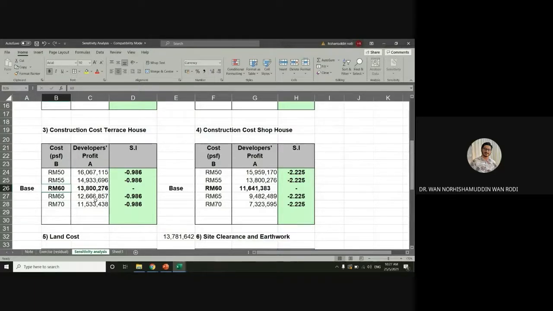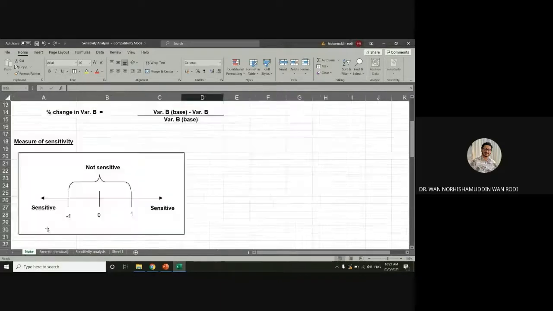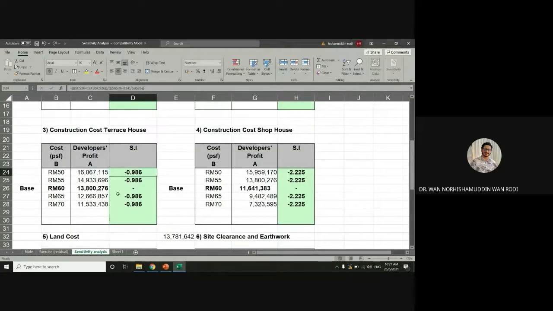One increases, the other one will decrease. Or let's say if the one is decreasing, the other variable will increase. So negative relationship. Based on the calculation of SI, I managed to get the negative 0.986 for SI. If we look into the scales of sensitivity, negative 0.9 falls in the range of not sensitive. We can say that the variable of construction cost is not sensitive. Profit is not sensitive to construction cost of terrace house.